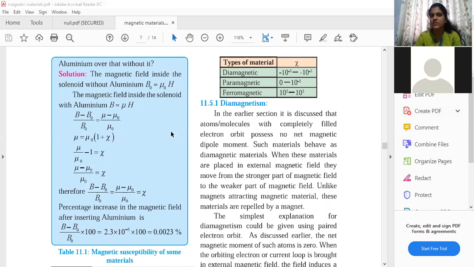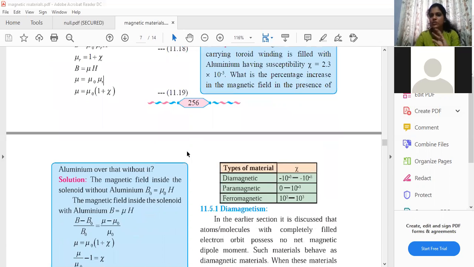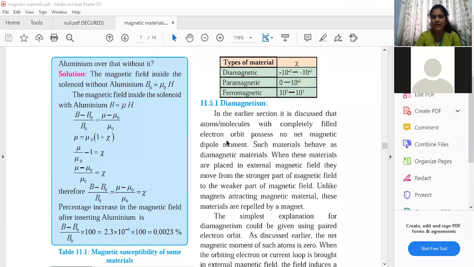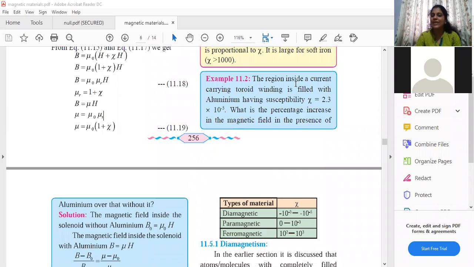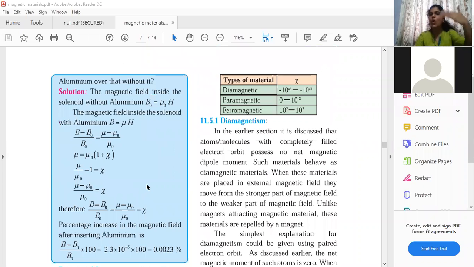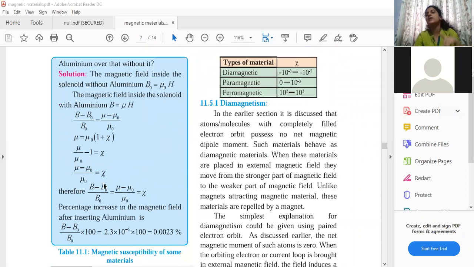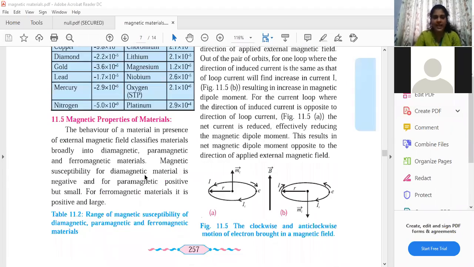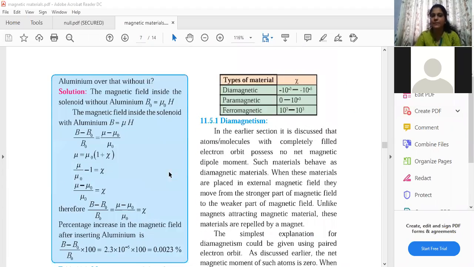Fine students, I know this numerical is a little different, it is not just directly substituting the value. So please star mark this and keep it, and I hope you all have understood this. If you get any similar type of question where they have just given the susceptibility value and asked you to find the ratio of the increase in magnetic field, this is the method that you can use. This next topic we'll do next time.